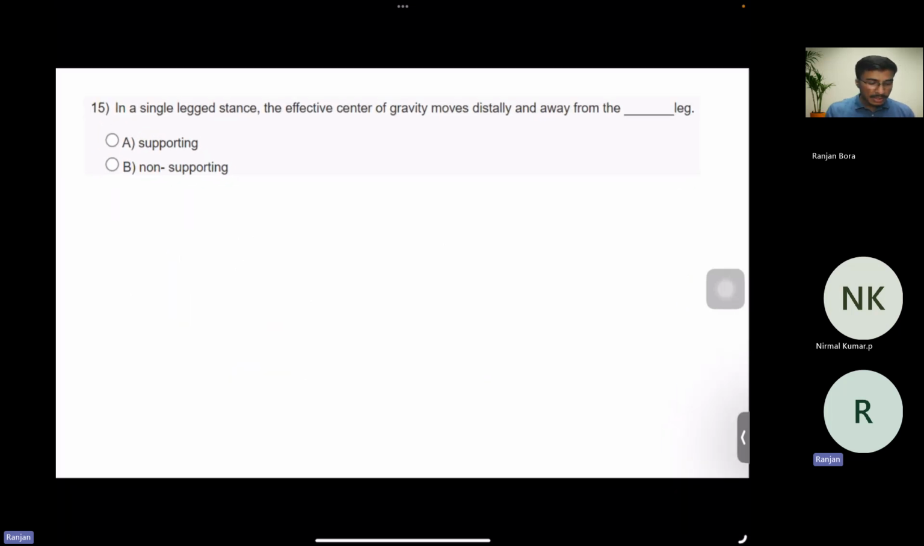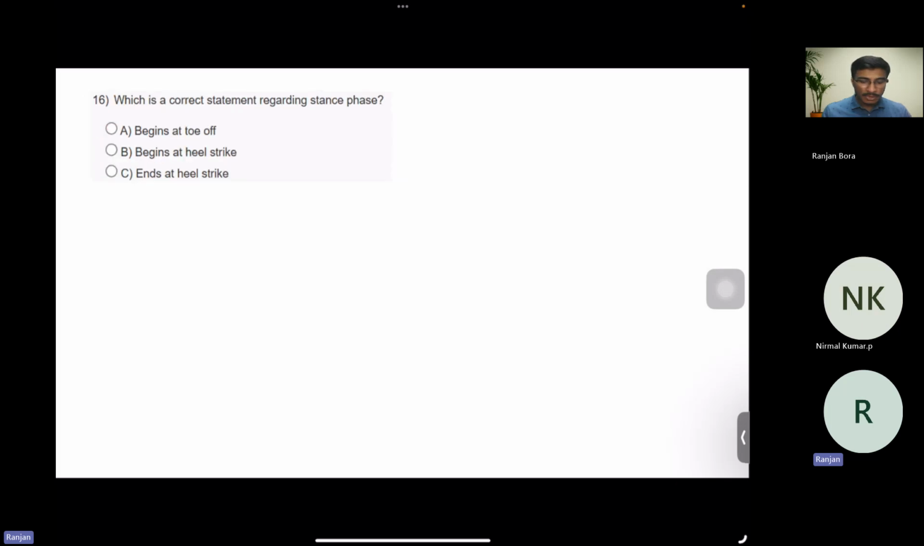And the next question is: in a single-legged stance, the effective center of gravity moves distally and away from the supporting leg to maintain the balance of the body. So option A is correct.